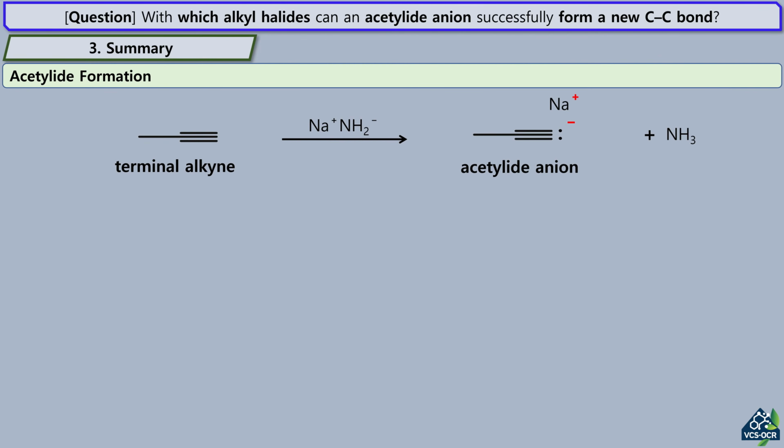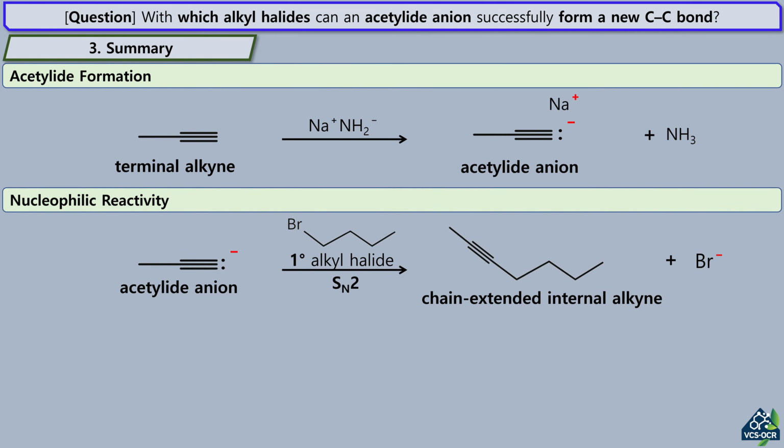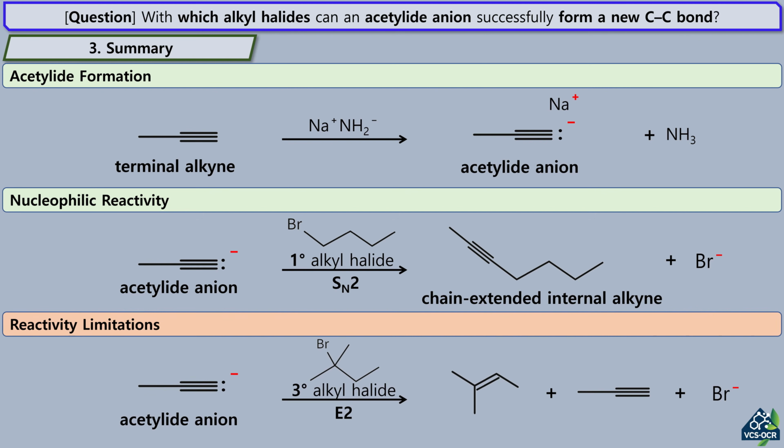Let's summarize. Terminal alkynes can be converted into acetylide anions using very strong bases such as sodium amide. Acetylide anions act as carbon nucleophiles and are useful for forming new carbon-carbon bonds. Secondary and tertiary alkyl halides tend to undergo competing pathways, typically elimination or rearrangement, instead of the desired substitution with the acetylide anion.